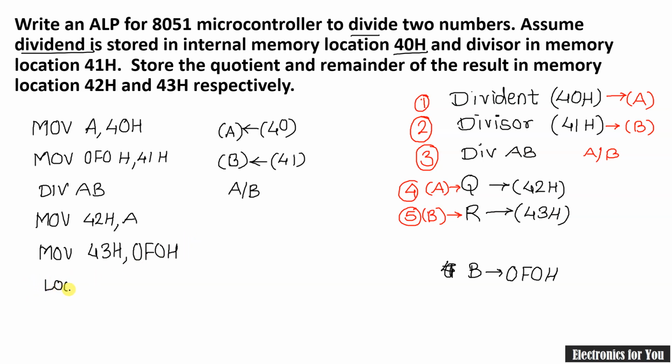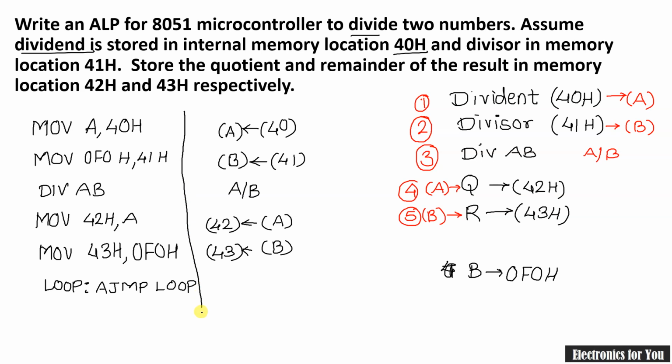The end of the program is a loop with AJMP or SJMP. I am using AJMP here. You can use a short jump also. Loop, that is to jump here itself. That is the end of the program. Here you can write the comment: A is copied to 42H and B is copied to 43H. In this way, the logic of the division program works.